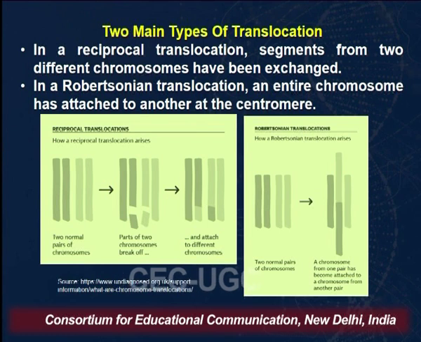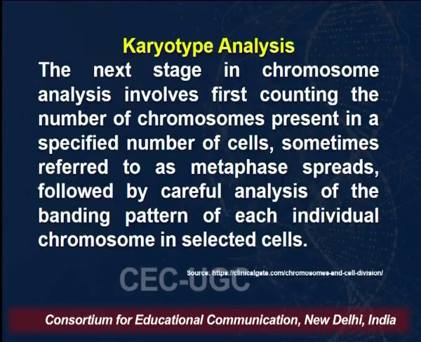So, we can see over here in the image, the segments have been exchanged. While in the case of the Robertsonian translocation, an entire chromosome has attached to another chromosome at the centromere. So, this is a change in the chromosomal aberration or the number which occurs over there.